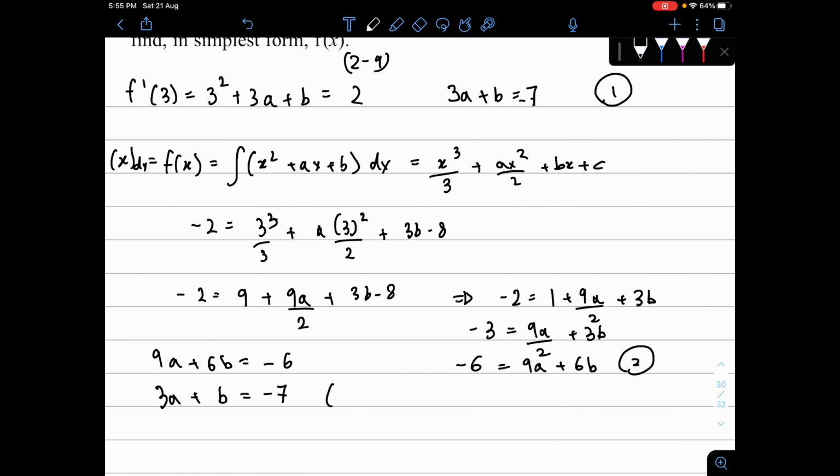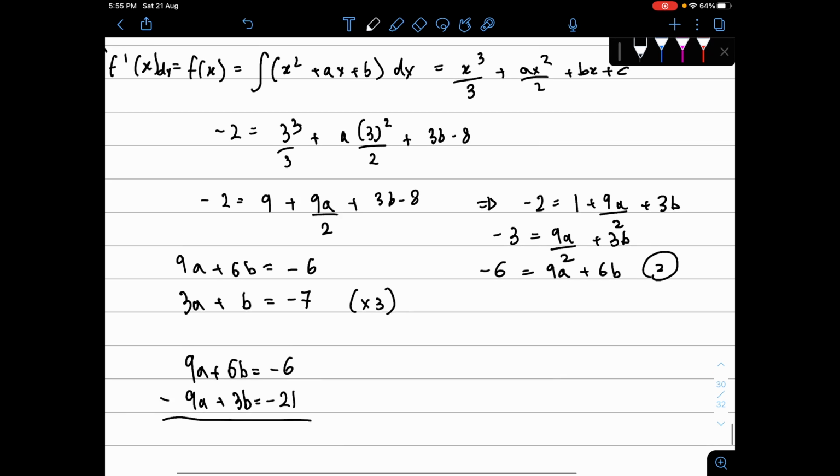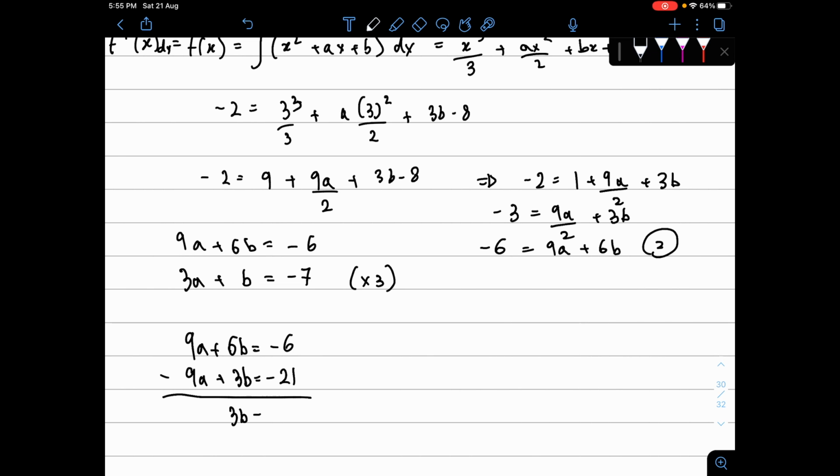So we can multiply the bottom equation by 3. The top is still the same, and we're multiplying everything by 3 now. That'll be 9a plus 3b equals minus 21. We subtract. So 6 minus 3 is 3b, and minus 6 plus 21 is 15. So 3b equals 15, so b equals 15 over 3. So b equals 5.